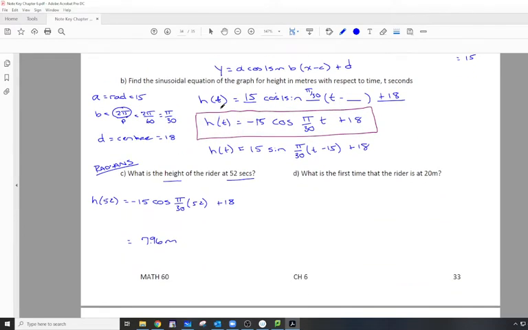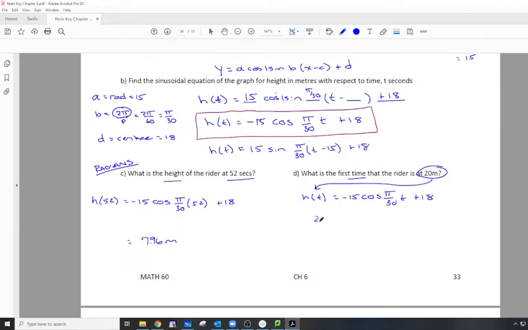Okay, and what about this next one? This next one, I decided not to put a question like this on the test because, it's good, but there's just only so many questions I can ask you, but it's kind of a cool one. So instead of giving you time and asking for your height, it's saying find the time at a certain height. So this time, in your equation, h of t is equal to negative 15 cos of pi by 30 t plus 18. This time they're giving you height.